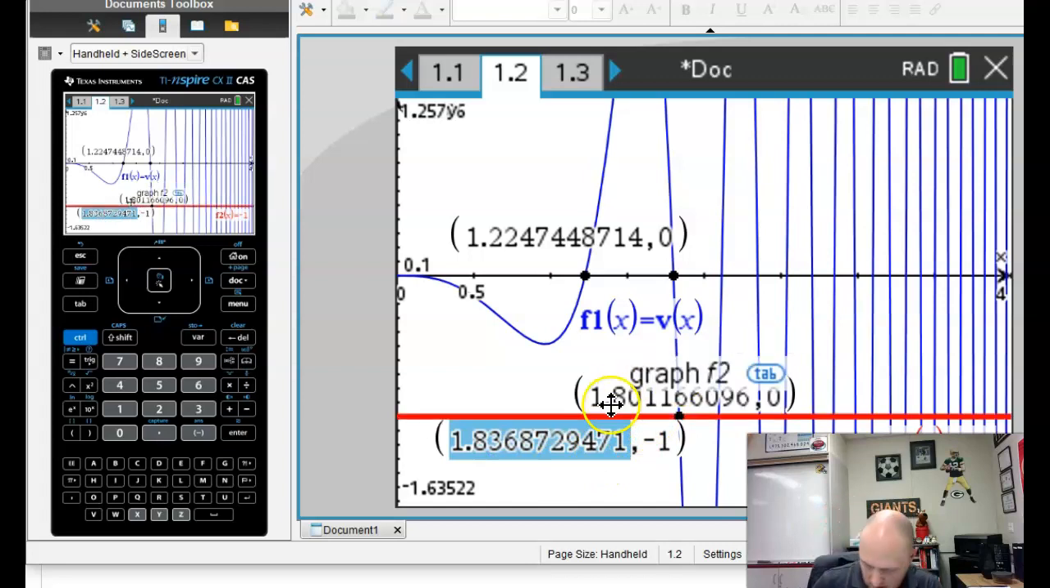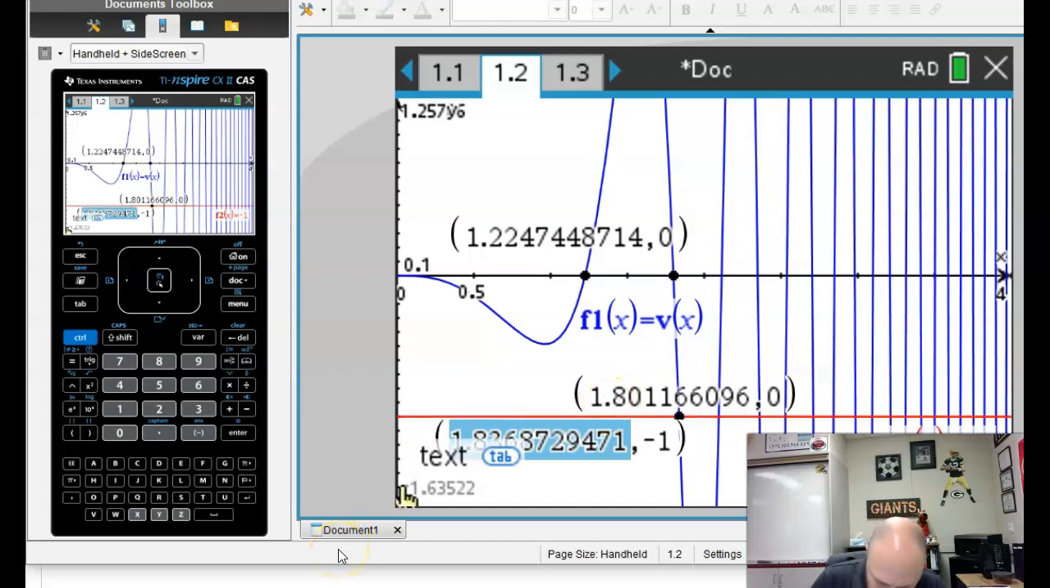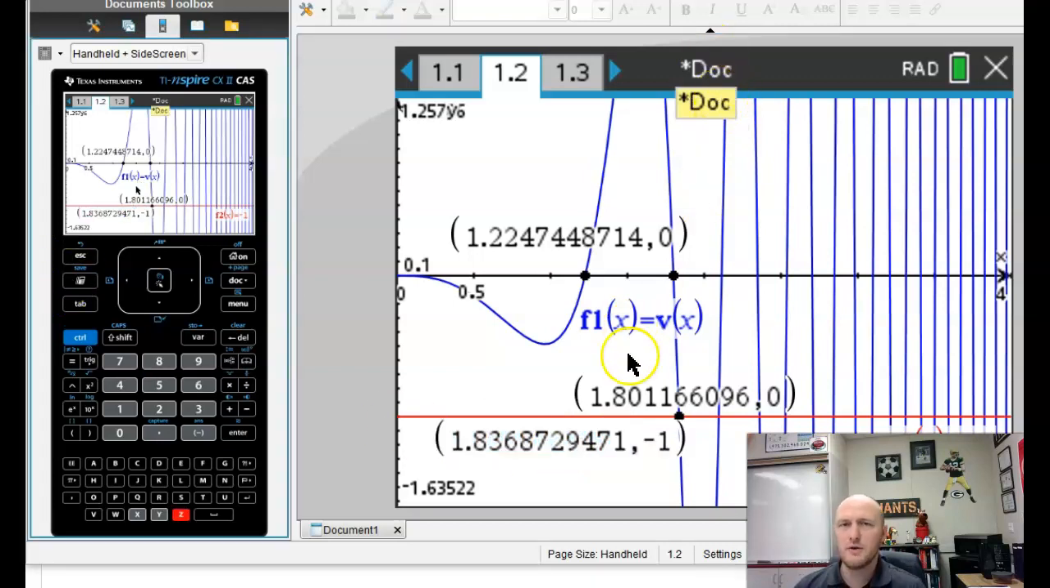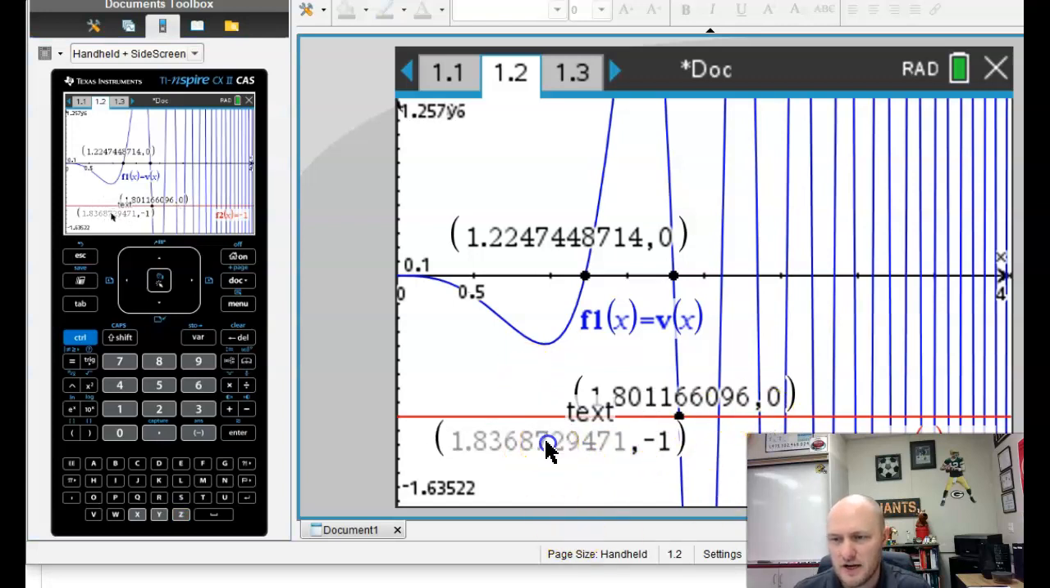1.837. Okay, and I'm going to jot that number down. So t is equal to 1.837. Actually, I'm going to take like 5 decimals because I want to be precise. 1.83687. And now another thing that you can do with calculators, say I want to use this value and I want that quantity to be exact.